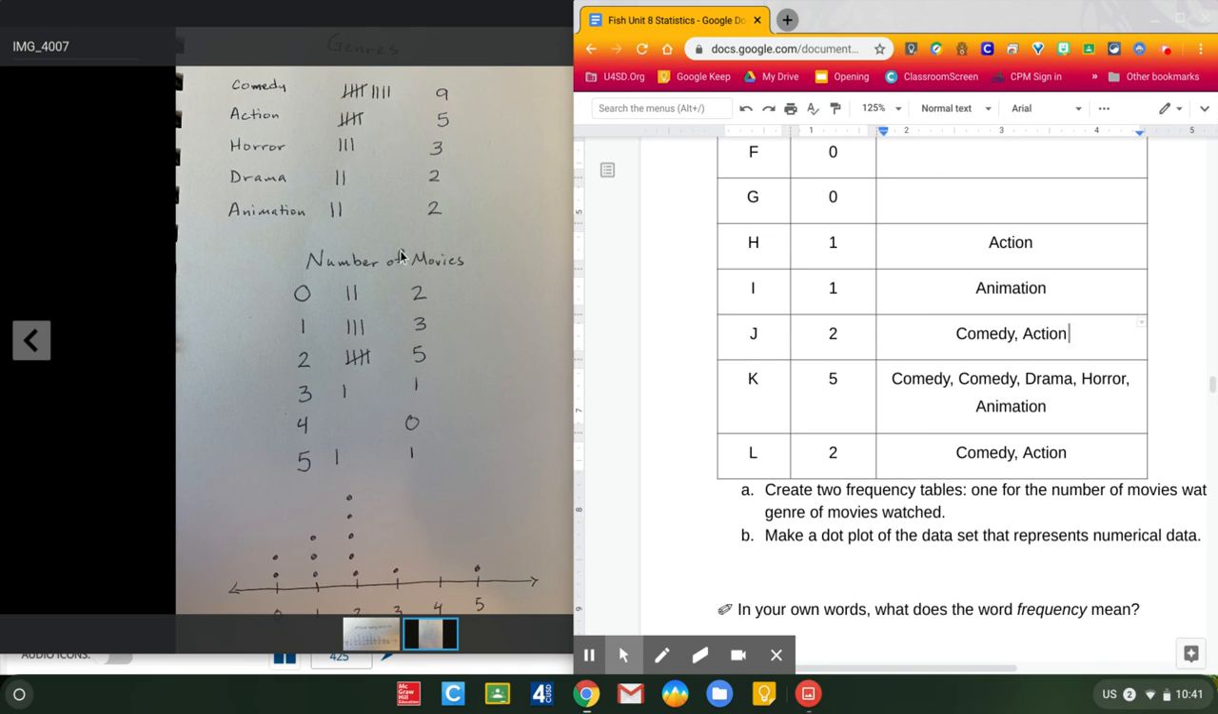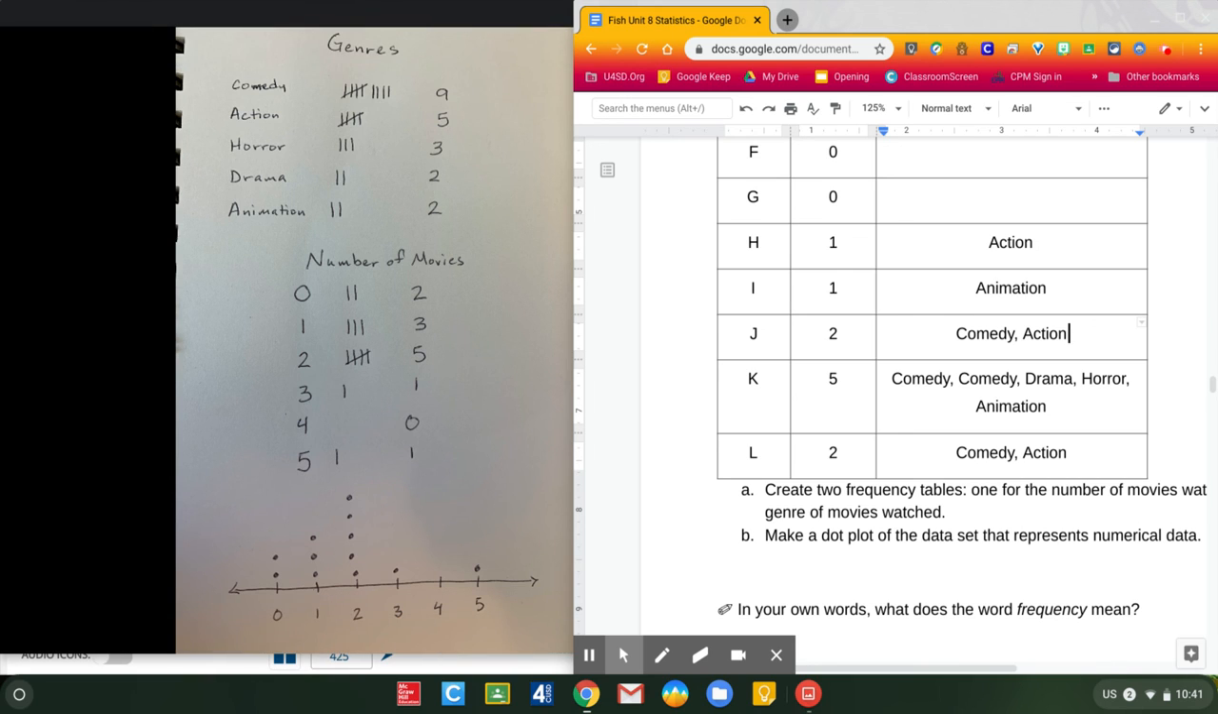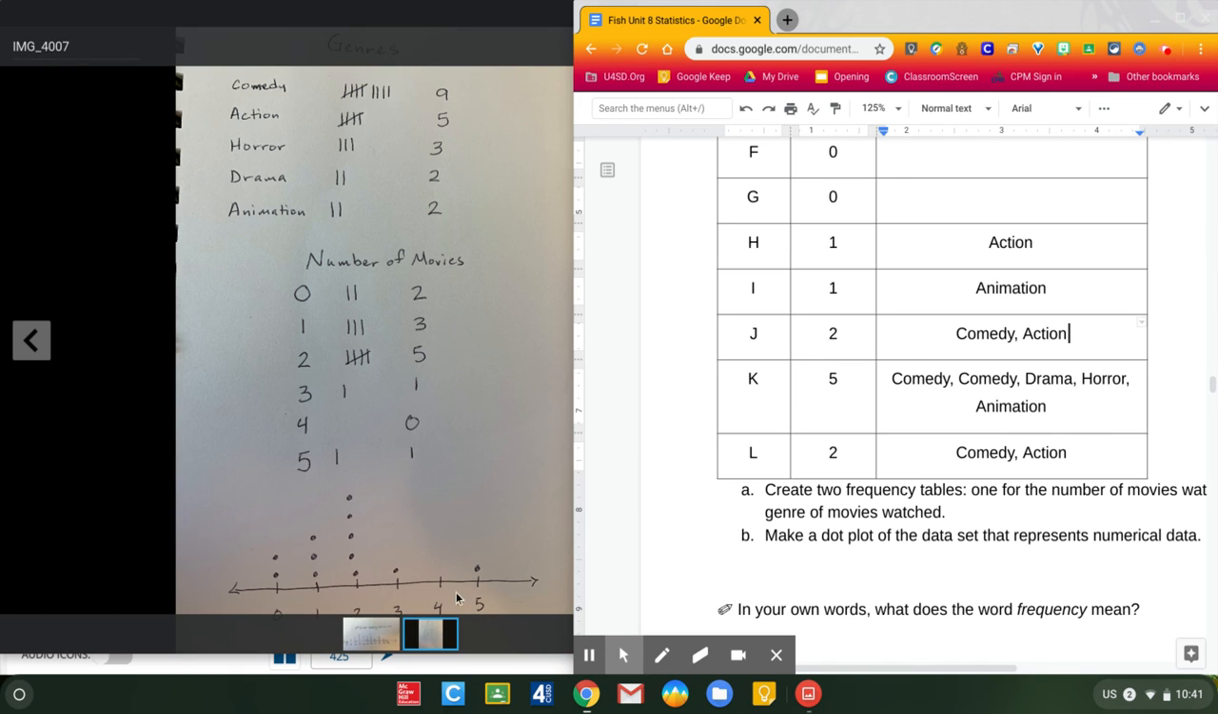And then I also made a frequency chart for the number of movies that individuals had watched over here, the 5, the 2. And then I wanted to make a dot plot of the data set that represents numerical data, and that would be the number of movies. You can't make a dot plot for something that's not numerical. So then I can see easily from the dot plot that the number of people who watched 2 movies in the last month is the greatest. So that would have the greatest frequency or would appear the most frequently.